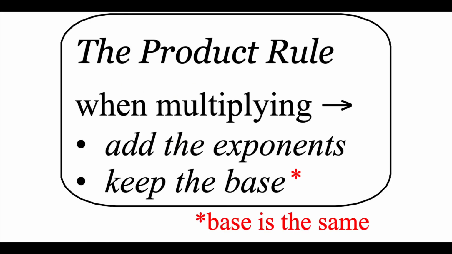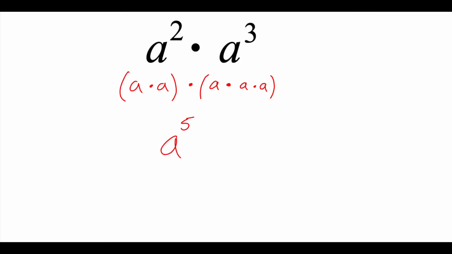So in general, we've got this thing called the product rule that says when you're multiplying things together that have powers or exponents on them, you add the exponents together, but you keep the base the same. And this rule only applies if you are multiplying things together where the base is exactly the same. In that last example, each of those had a base of a, so when we multiplied them together, we could just add those powers. We had a squared times a cubed, and if we add those together, we get a to the 5th power.